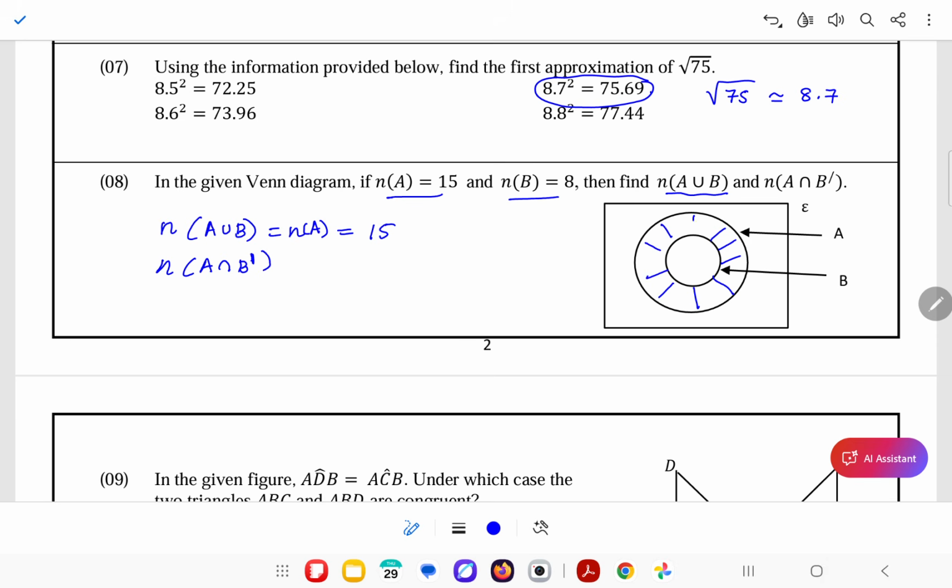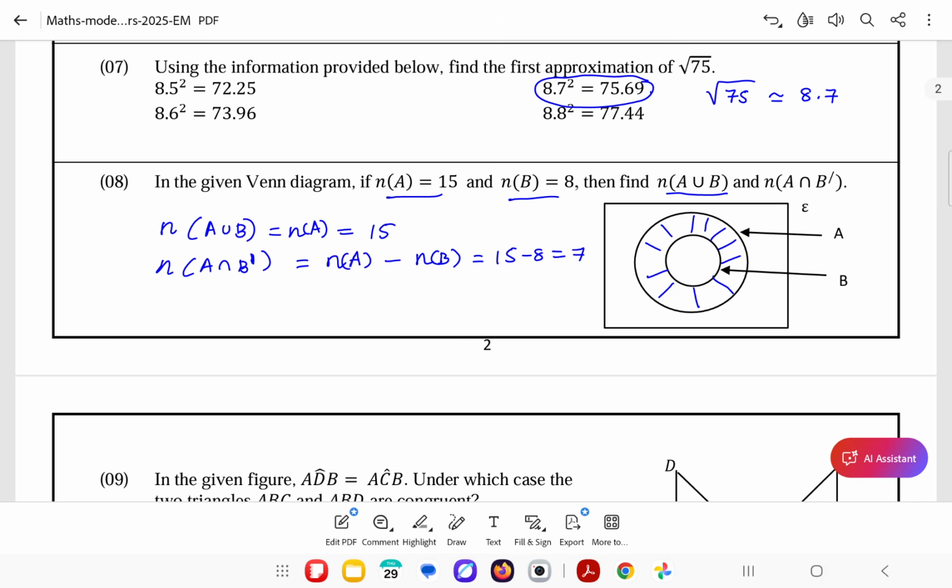This part. What do you need to do? From A, number of elements in A, you have to get rid of number of elements in B. You want that, no? So 15 minus 8, 7. Right. So that's the answer for that one.